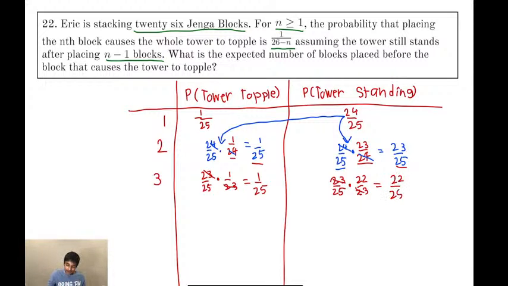So do you notice the pattern here? Do you notice any pattern? Here's a hint: 1 over 25, 1 over 25, 1 over 25 chance of toppling, and 24 over 25, 23 over 25, 22 over 25 chance of standing. Do you notice the pattern here?